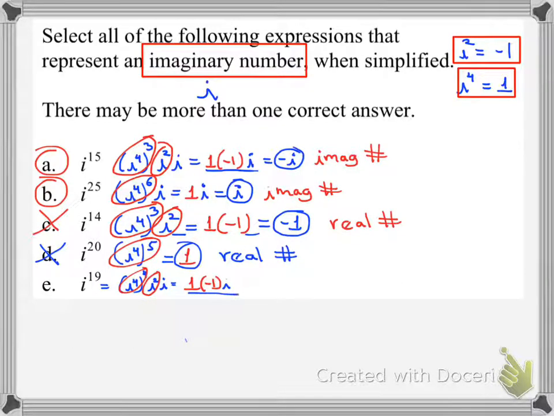I multiply all three of them. 1 times negative 1 is negative 1, times i will give me negative 1i, or just negative i. Since my answer has an i, this is going to be an imaginary number. And letter E is also part of your answer. So your answers are A, B, and E.